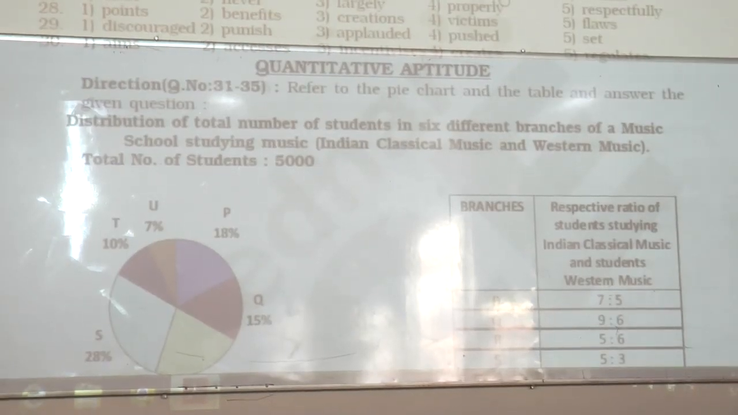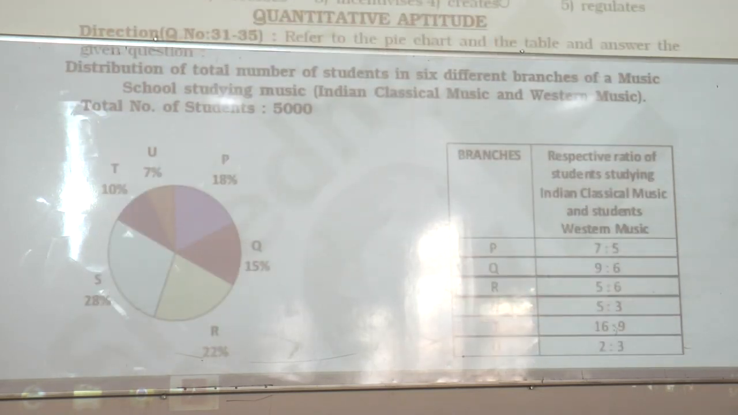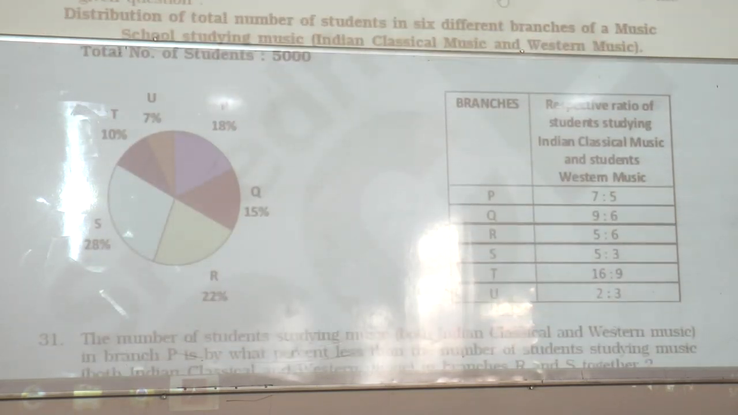Indian classic music and Western music. Total number of students are 5,000. So we have branches, and then the ratio between the number of students who are in Indian classic and Western music. Fine.